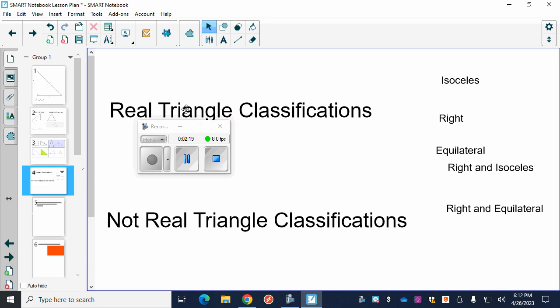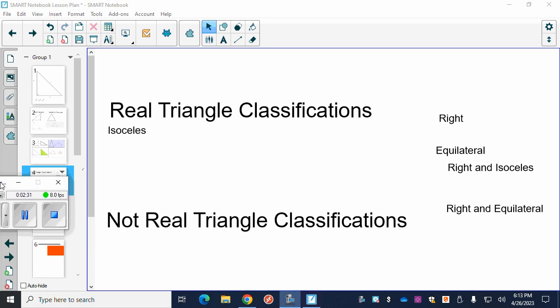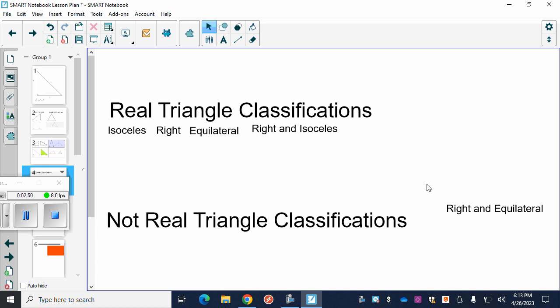So now we need to group some triangle classifications into real triangle classifications and not real triangle classifications. So isosceles, well, we just did some work with that, so I'm going to call that a real triangle classification. Right triangles, we've been working with those, so I'm going to call that a real triangle classification. Equilateral. Now, if we remember, equilateral triangles are the ones with three equal sides, so we're going to call that a real triangle classification. Right and isosceles, well, we just saw some of those on the previous slide, so I think those are real.